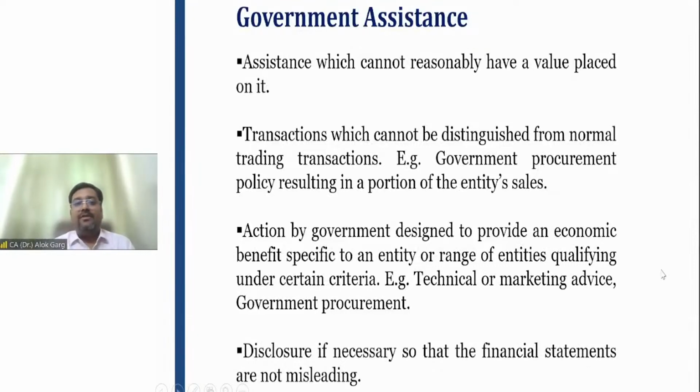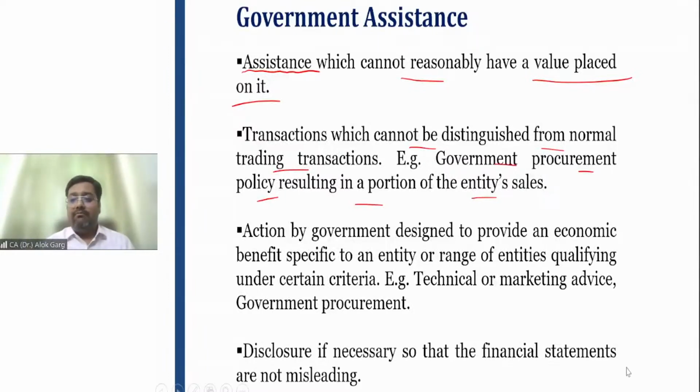Let's quickly cover this government assistance as well. We have already covered this part, but let's cover it again. We have discussed this government assistance which cannot reasonably have a value placed on it, where the value is not identifiable, right? The transactions which cannot be distinguished from normal trading transactions. For example, government procurement policy resulting in a portion of the entity's sales.